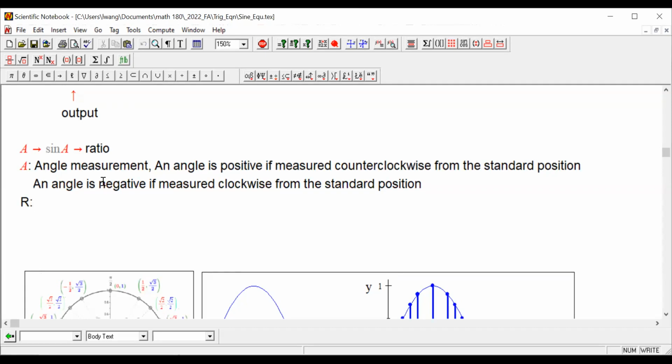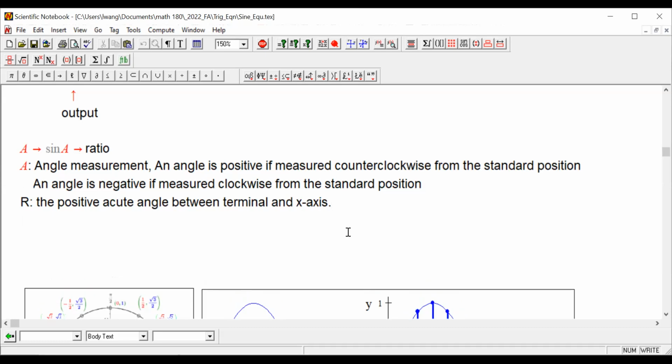The next one is the reference angle. Don't forget, the reference angle is the positive acute angle between the terminal side and the x-axis. We're very familiar with these. We have used them numerous times, and we use them to graph the sine curve.